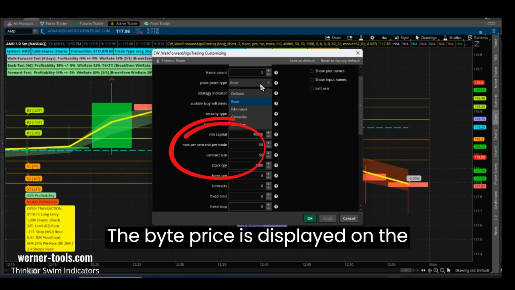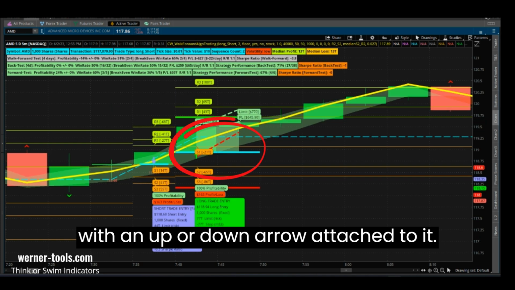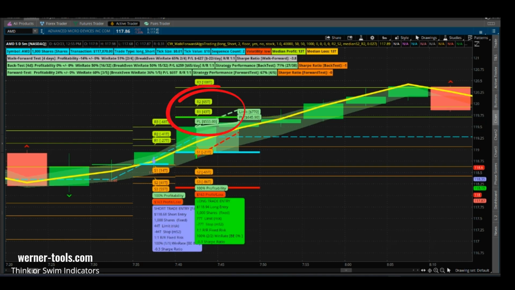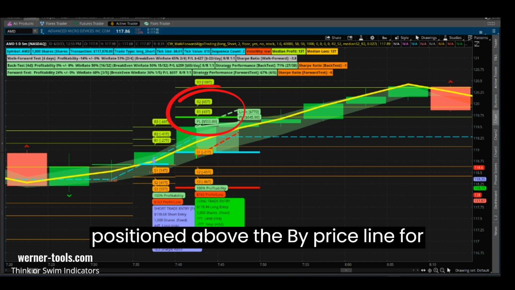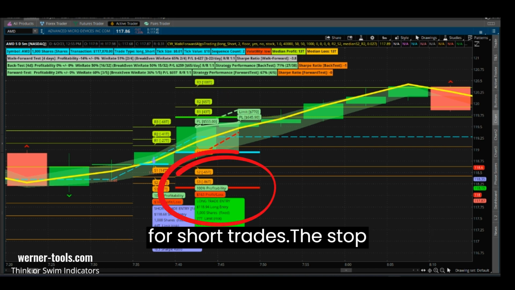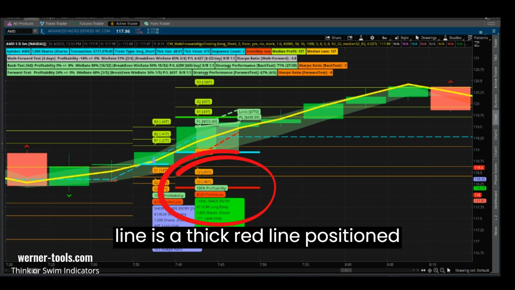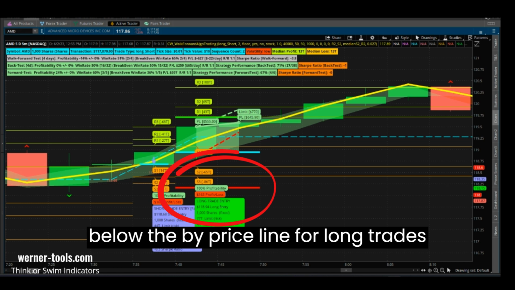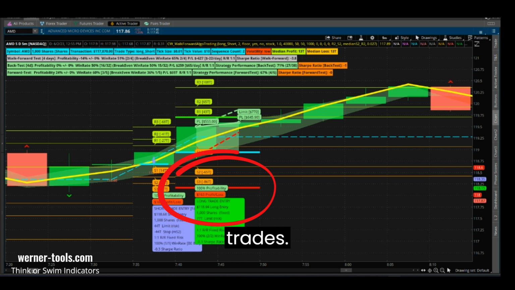The buy price is displayed on the screen as a thick cyan horizontal line with an up or down arrow attached to it. The limit line is a thick green line positioned above the buy price line for long trades and below the buy price line for short trades. The stop line is a thick red line positioned below the buy price line for long trades and above the buy price line for short trades.